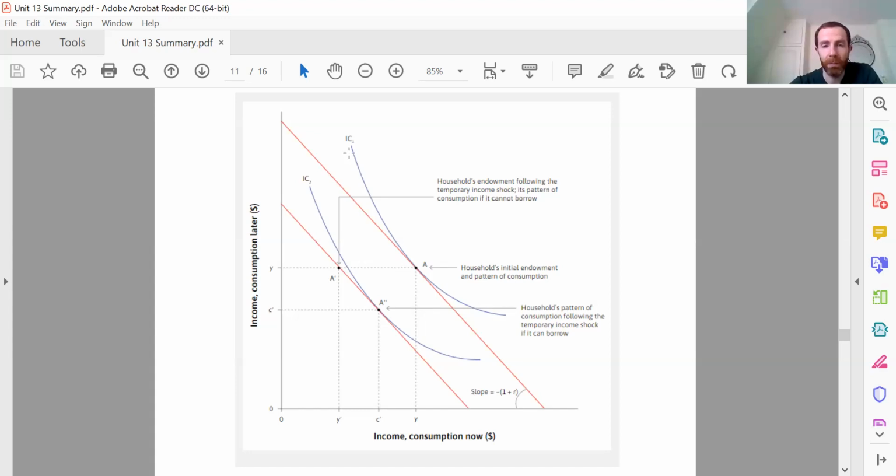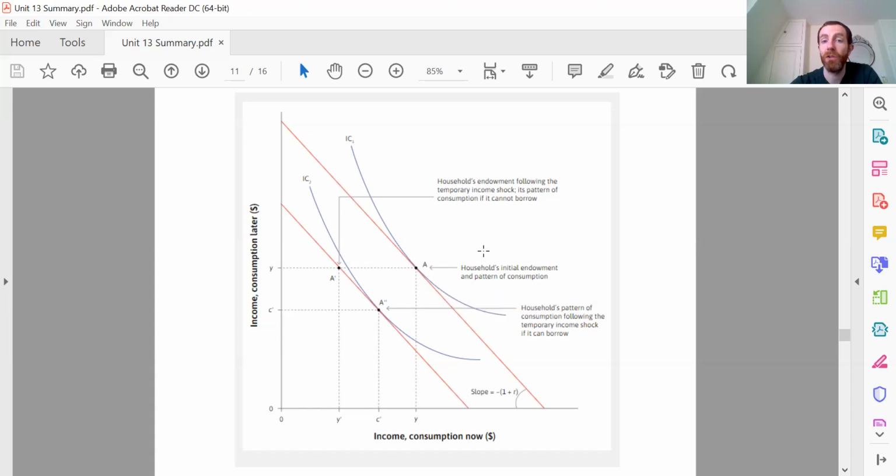And then we've got these blue indifference curves. And in this case, obviously, indifference curves further away from the origin are higher levels of utility. So we begin with a household's initial endowment and pattern of consumption. This household gets income equal to Y now and income equal to Y later on. And what they choose to do is consume Y now and Y later on to keep the same level of consumption now and later. And that allows them to be on the highest possible indifference curve they can get to with this feasible frontier. And actually, there's no borrowing involved here, right? They don't have to do anything because they're just going to consume all their income, Y now and Y later on.